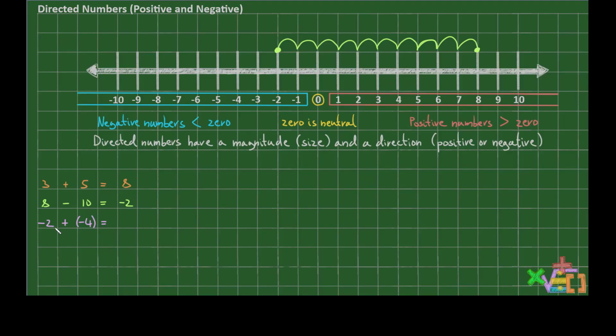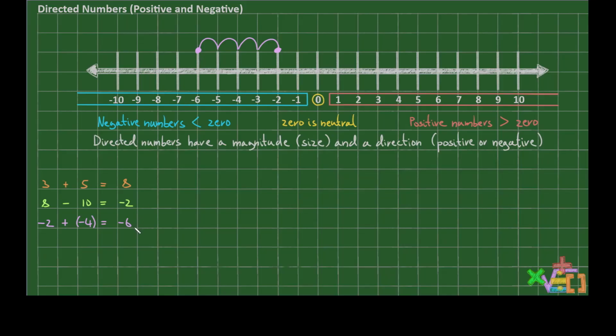Next, I'm going to take negative 2 and add a negative 4 to it. I'm going to start at negative 2. The addition suggests that we should be moving in the positive direction. However, we need to ask ourselves, what are we actually adding? We are adding a negative number. We could say that we are adding to the negative side, and therefore we will be moving in the negative direction. In this example, I'm going to make 4 jumps to the left on the number line. That will bring me to negative 6.